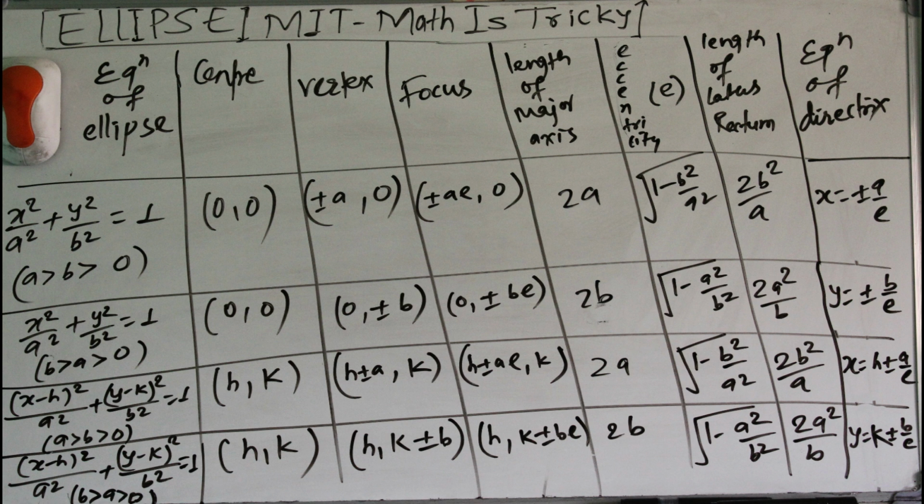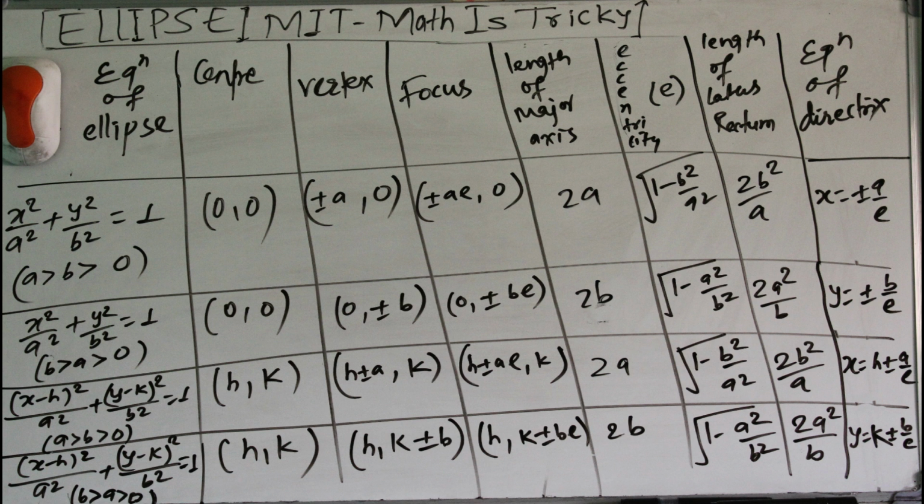Remember, this b should be greater, and then the length of latus rectum will be 2b square by b. In this case also, this b, the greater number, is in the denominator. So the equation of directrix will be given by the formula y equals plus minus b by e, because b is greater, so b will be in the numerator here.